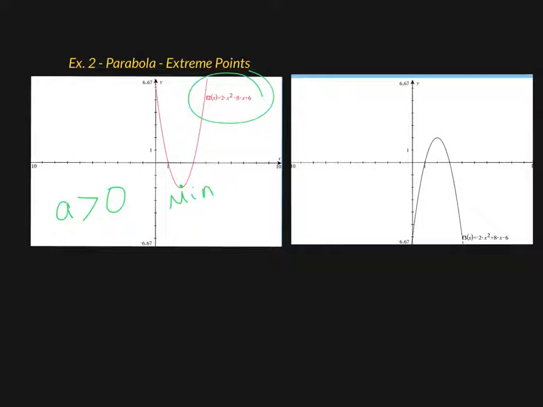And you can kind of see it. It's going to be the point 2, negative 2. This is one of our extreme points. But if you look at the graph on the right, this one opens downward. So that means that a has to be less than 0.